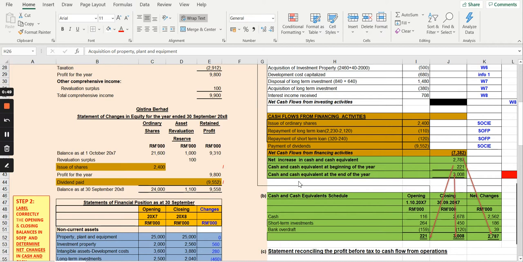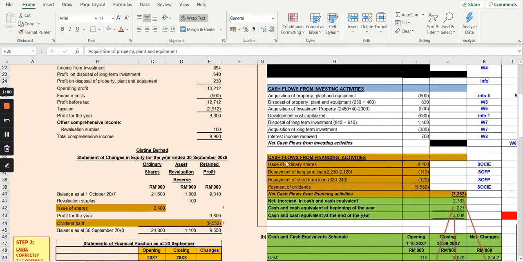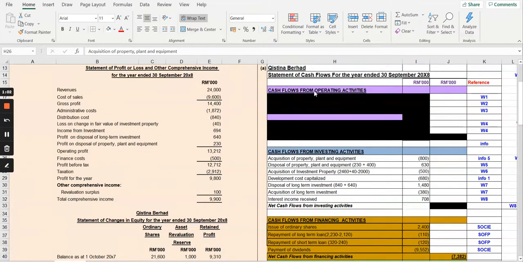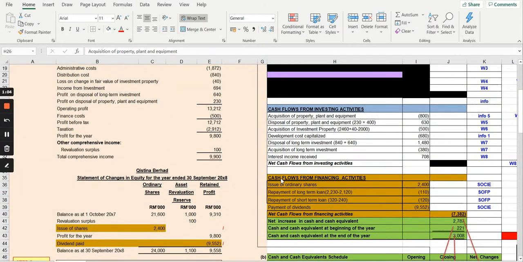For your information, I'm using the bottom-up approach of preparing a statement of cash flow, where I start from the bottom, which will be the cash and cash equivalent, and then going upwards up till cash flow from operating activities. And I'm already halfway through, which we stopped at cash flow from financing activities.